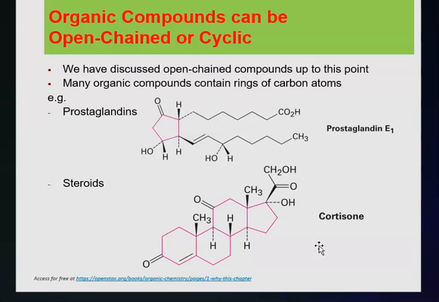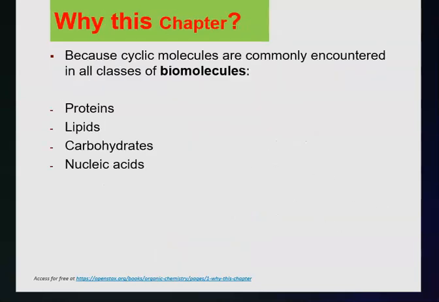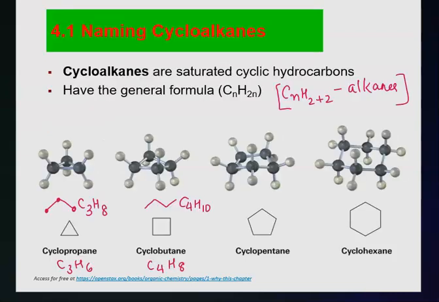Another example is the steroid, cortisone. Here again you can see that there are several rings, four rings. Three of them are 6-membered, and one of them is a 5-membered ring. Okay, and again, proteins and lipids and carbohydrates and nucleic acids also incorporate cyclic structures. So we'll start by seeing how to name them.